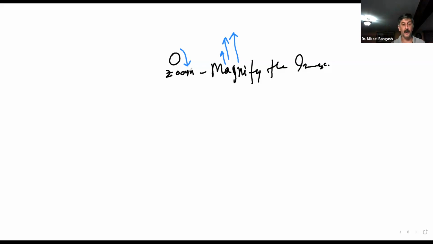Clear? If you just turn it counterclockwise, once you have zoomed in, you can say unzoom, or you can say reverse the magnification.